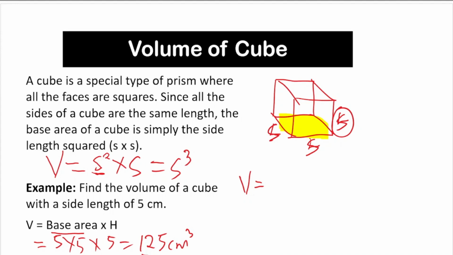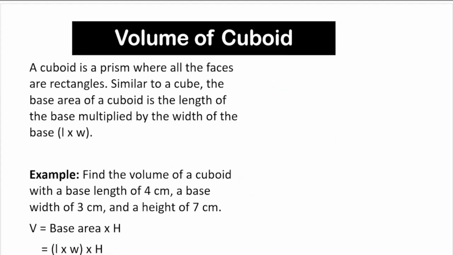Then the next one is the volume of a cuboid. A cuboid is also a special prism that has rectangular faces, similar to a cube.